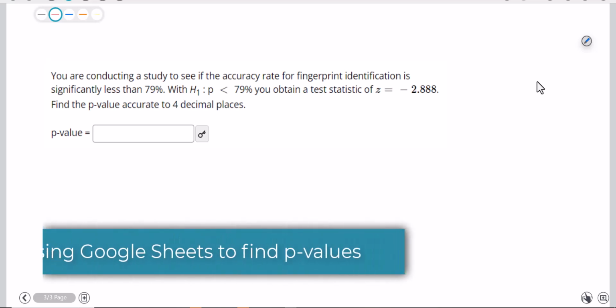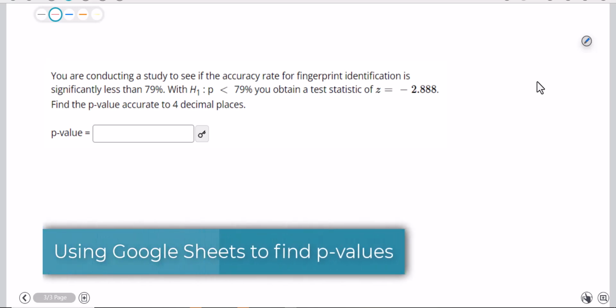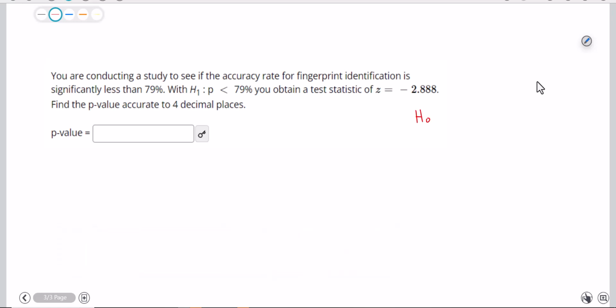All right, so it says you're conducting a test here, and I could even write out that the null hypothesis is that the proportion equals 79%. We typically write that as a decimal. And then the alternative they're saying is left tail, less than.